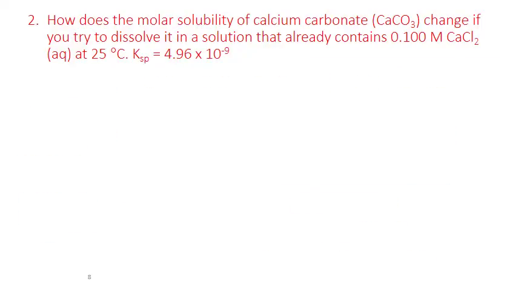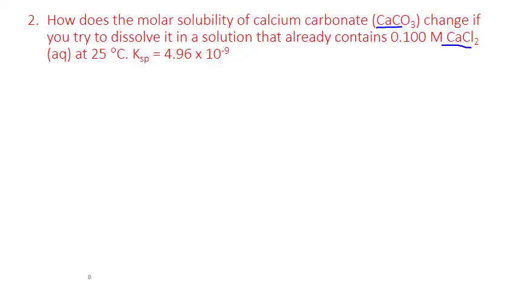So now let's look at how molar solubility of our calcium carbonate changes if we try to dissolve it in a solution that already contains 0.100 molar calcium chloride. So this is known as a common ion situation because the solution we're trying to dissolve our compound in actually contains an ion in common with the compound we're trying to dissolve. So the solution already has calcium ions and our compound also has calcium ions.